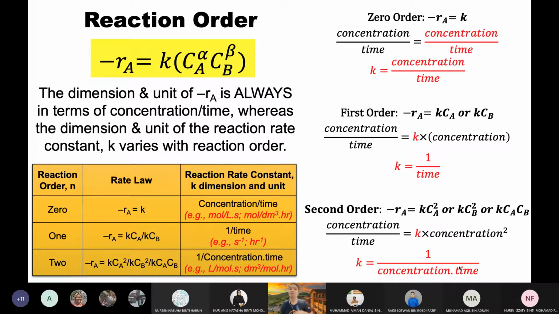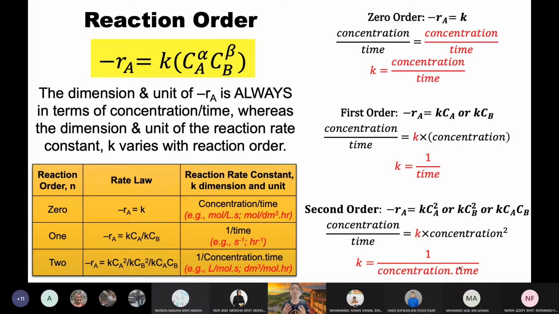The unit of concentration is inverted. So it becomes liter per mole second, feet cube per pound mole hour, or dm cube per kilomole second, and so on. So you can see here, the units and dimension of K change with the reaction order.